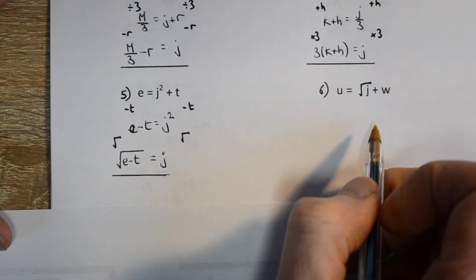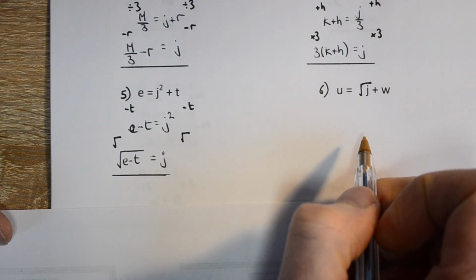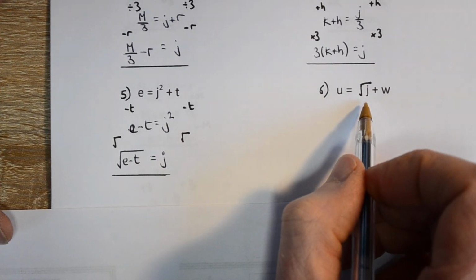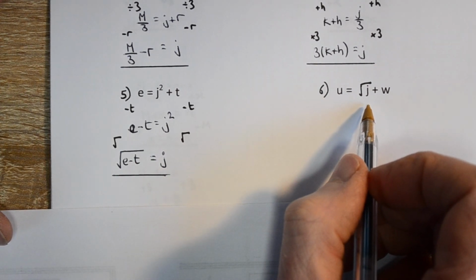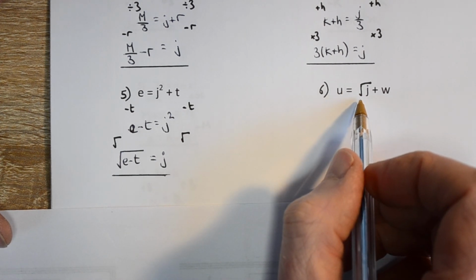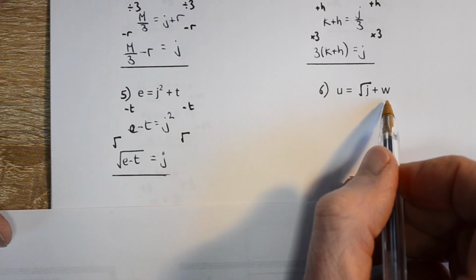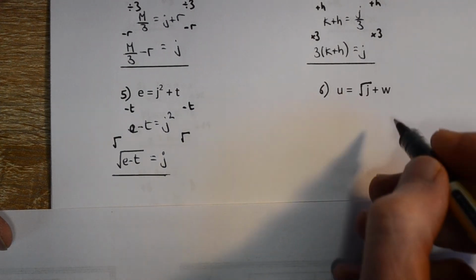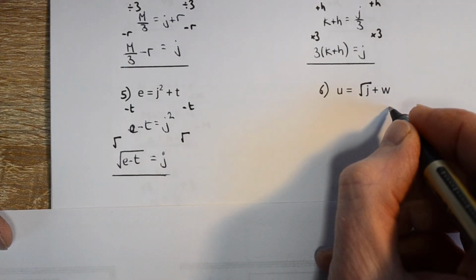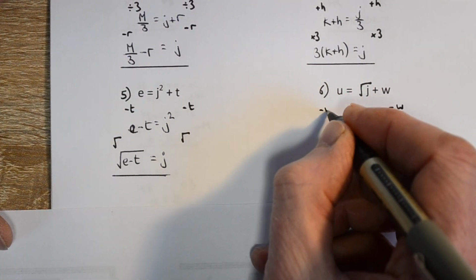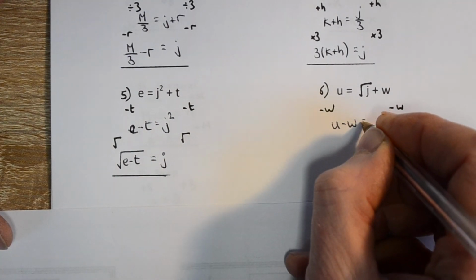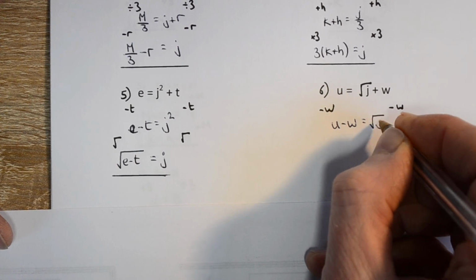Now for 6, squaring and square rooting, they follow the same kind of principles here. It's just this j that's in the square root, so it's just the j that needs to be squared, and the square root comes first in order of operations, then adding w. So we're following the opposite order when we rearrange the equation. So we're going to deal with this plus w first. So that just leaves us with the square root of j.